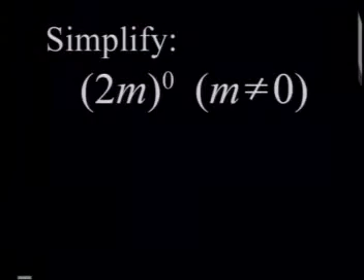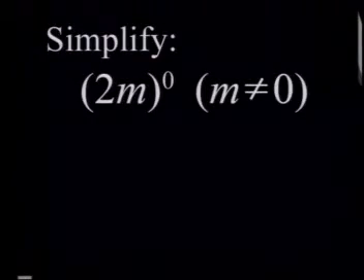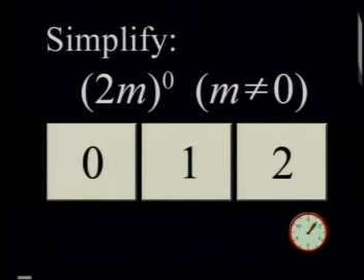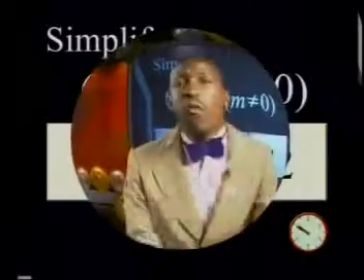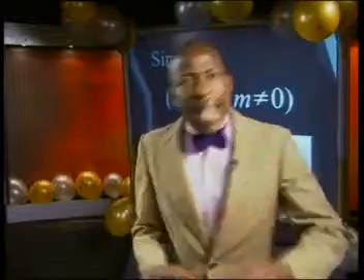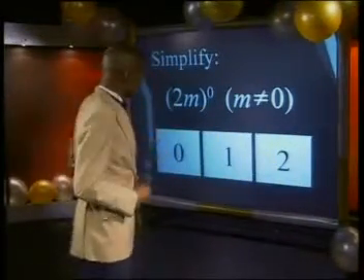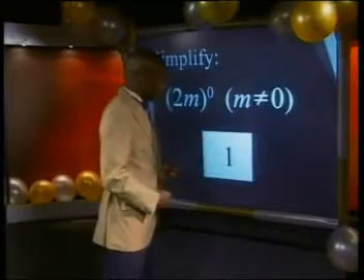Having fun? Take a close look at this one. (2m) all to the power of 0. Seen this before? Of course you've seen this one before. Any number raised to the power of 0 is 1. So the answer for this one is 1.